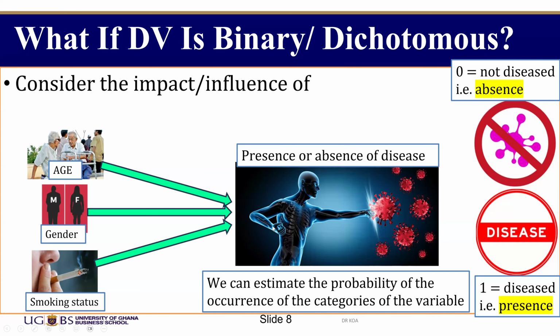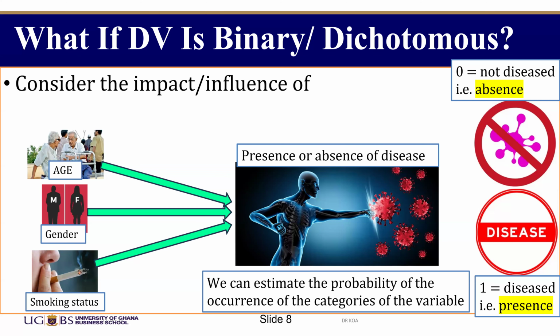And you believe that whether or not the person will have the disease, the presence or the absence of the disease, is influenced by the age of the person. It's also influenced by the gender of the person, and by the smoking status of the person. So these are the factors that will affect the presence or the absence. We are not interested in whether the disease is high or low, because high or low makes it continuous. But we are looking at 0 or 1, presence or absence.